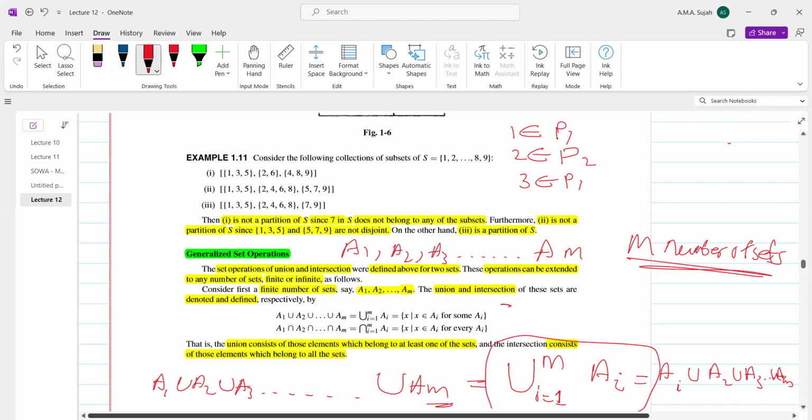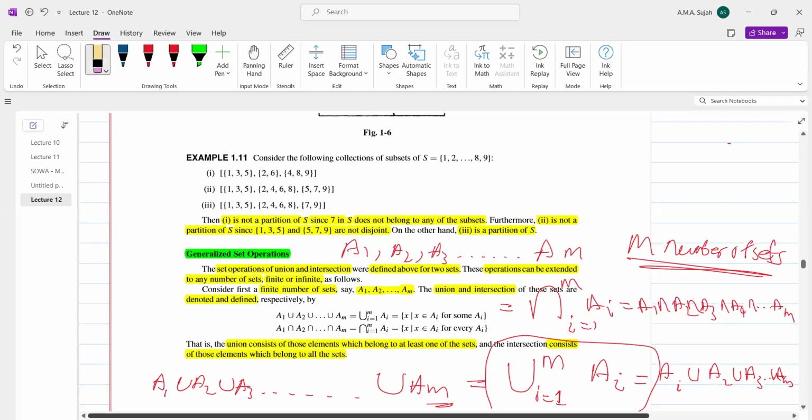Similarly, if it is an intersection, I put the intersection symbol, i equals 1 to the last set M, Ai, which means A1 intersection A2 intersection A3 intersection A4 intersection until AM, right? This is the shortened form of the sets we need to denote in some situations, right? Now tell me, right?